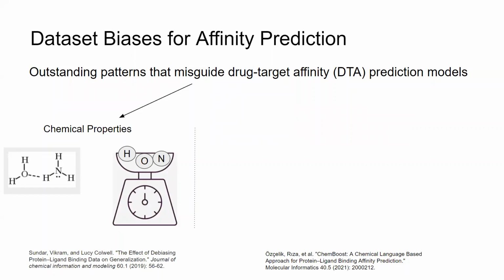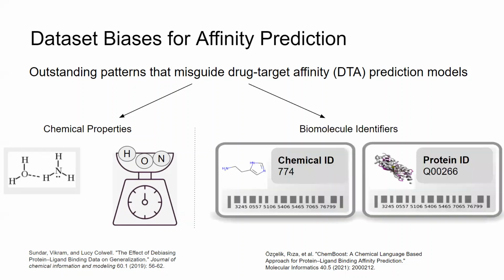For instance, if the number of hydrogen bond donor or acceptor counts or the molecular weights are significantly or apparently different for the actives and decoys, then the machine learning models can identify these patterns and actually exploit these patterns to maximize their objective over the training set.